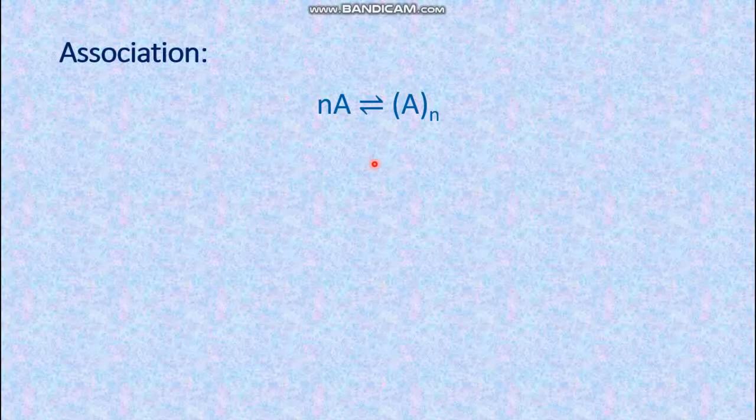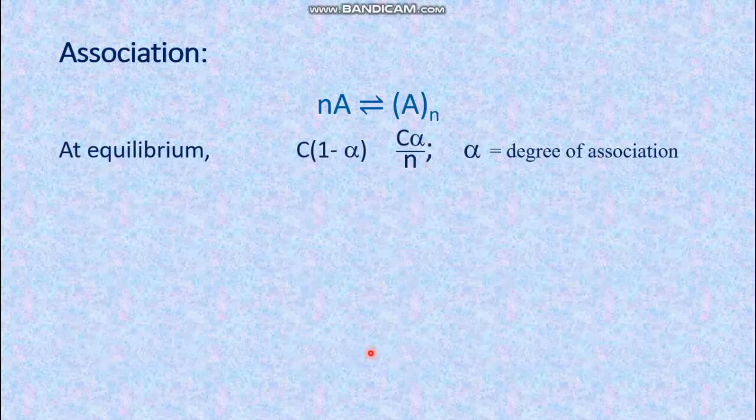Now association. In case of association, if n number of A molecules associate to form A_n, a single species, then their respective concentrations in terms of degree of association is this one. C into (1 minus alpha) is the unassociated form of A, and the associated form of A has the concentration alpha by n into C, that means C alpha by n. Okay, so what is the total number of particles?